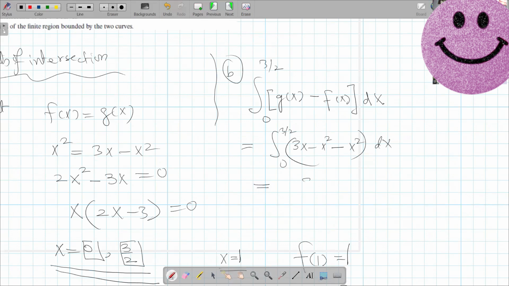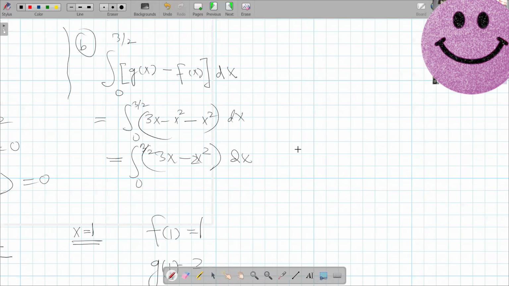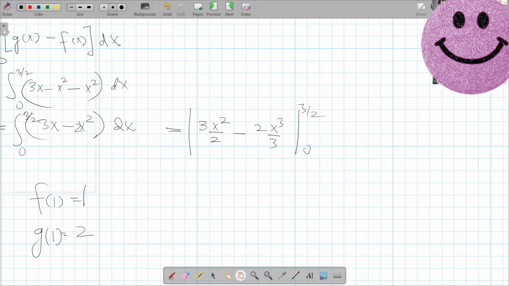This is simple, I think. Should I do it? 3x minus 2x squared. What is the integration of 3x? It is 3x squared over 2, and 2x squared is 2x cubed over 3, and the limits are 0 to 3 by 2.